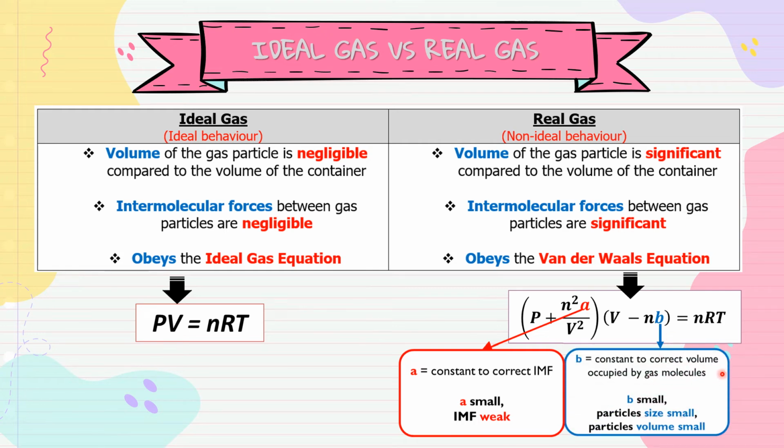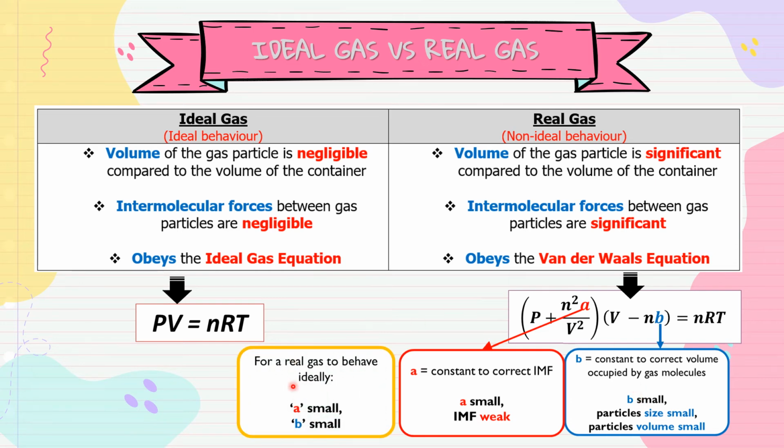Okay, B adalah constant to correct volume occupied by gas molecules. So, lagi kecil nilai B, maksudnya size of particle is smaller. Particle akan ada volume yang kecil, a smaller volume, and vice versa. Kalau nilai B besar, particles are big and particles have bigger volume. Okay. So, for a gas to behave ideally, kan tadi kita bincang, kita nak real gas menghampiri ideal gas. Okay, jadi maksudnya kita nak nilai P yang dekat sini ni menghampiri nilai P yang dekat sini, and the value V minus nB ni menghampiri nilai V.